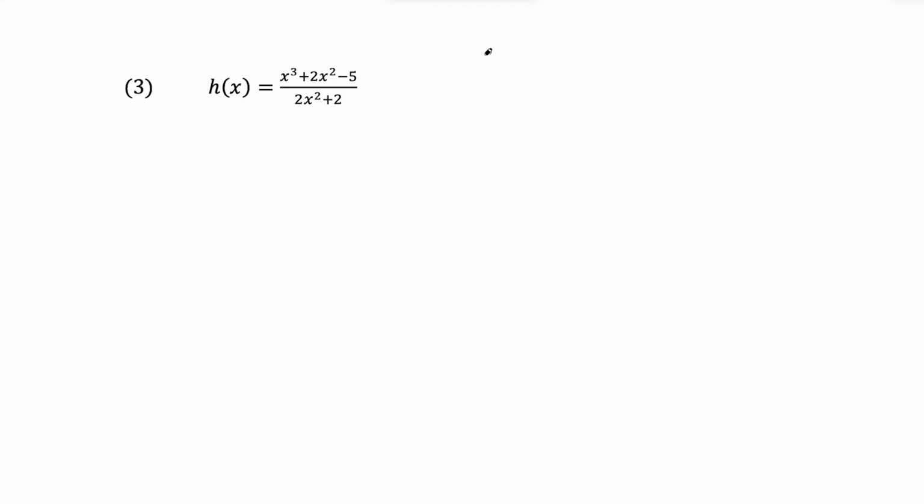Question 3, our last question. We have the rational function h of x, and this time in our denominator, we have something on the bottom that is always positive. 2x squared plus 2 is always greater than 0. So we could say here the domain is all real numbers. Okay, we're not going to have any issues with division by 0. So our domain is all real numbers.